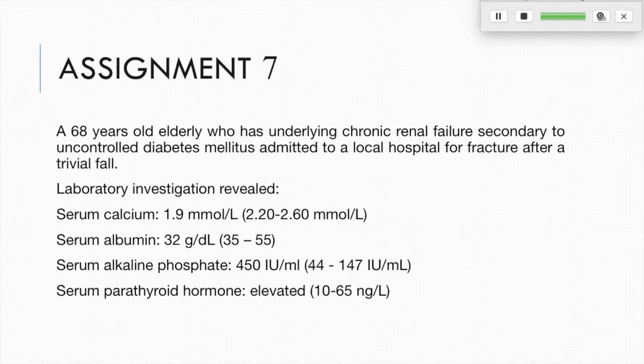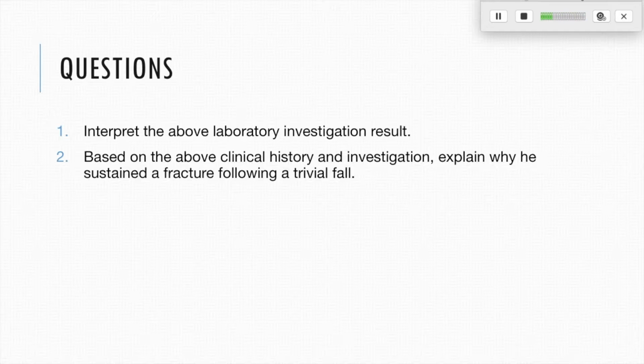First, his serum calcium is 1.9 millimole per liter and his serum albumin is 32 gram per deciliter. Moving forward, his serum alkaline phosphatase is 450 IU per milliliter, and lastly, his serum parathyroid hormone is elevated. In this assignment, we're going to answer two questions.